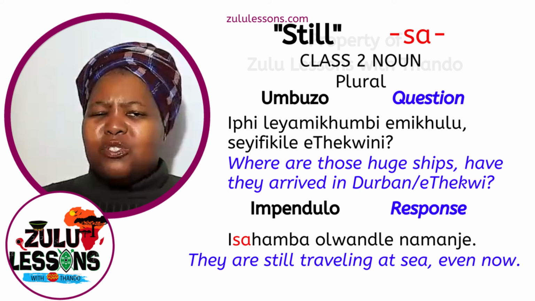Let's do the plural. Iphi leya mikhumbi emikhulu seyifikile eThekwini? Where are those huge ships? Have they arrived in Durban, eThekwini? Isahamba olwandle namanje. Isahamba, that's sa, between the subject concord i and the verb. They are still traveling at sea, even now.